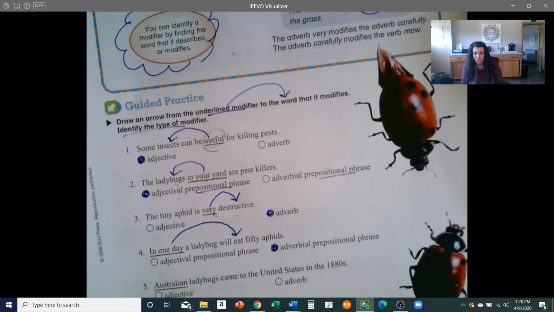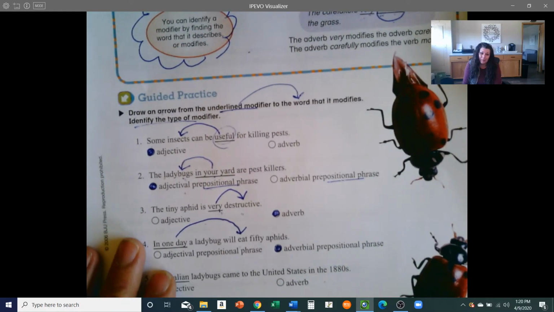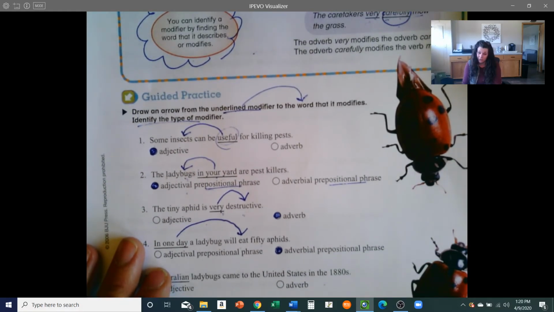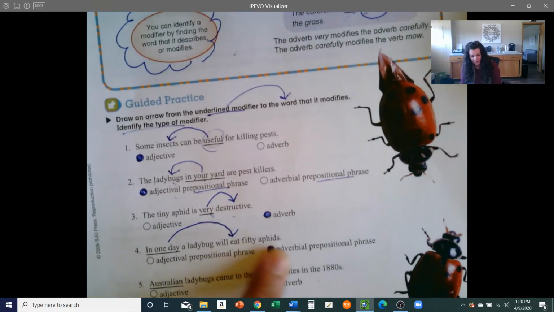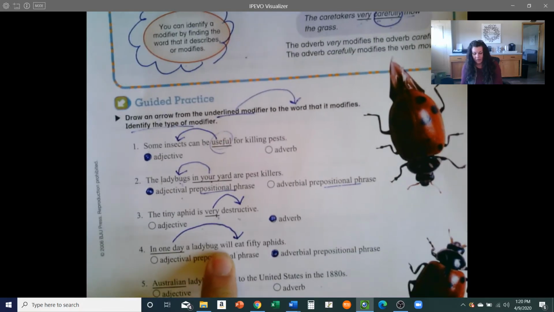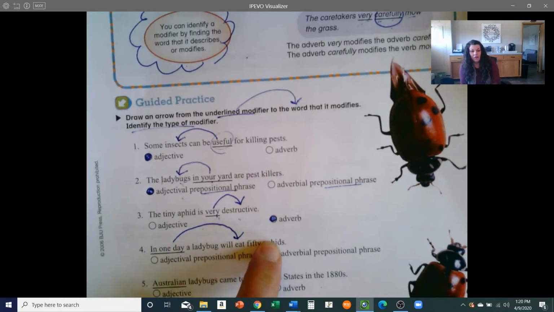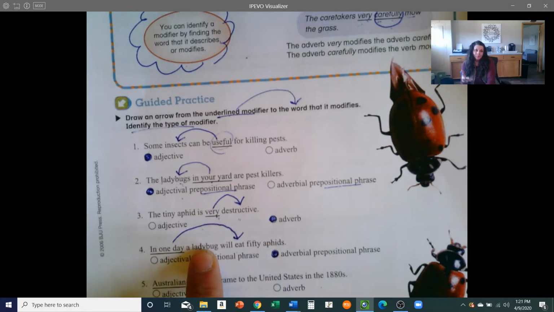However, we saw phrases that were adjectival in one of our last lessons. So once in a while, I wouldn't be picky on something like this. If it was a test or something that you were doing, I would not be picky about which you chose if you understood why you chose it. So, I could rephrase this: a ladybug will eat 50 aphids in one day. Or a ladybug will, in one day, eat 50 aphids. I would pick adverbial for that.